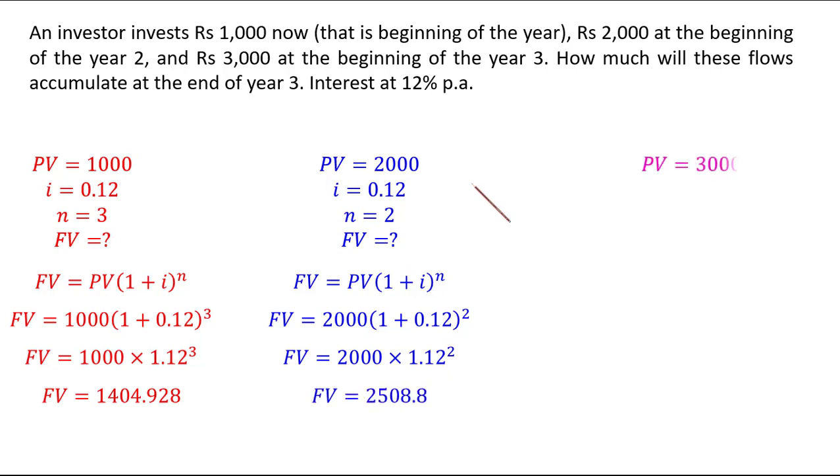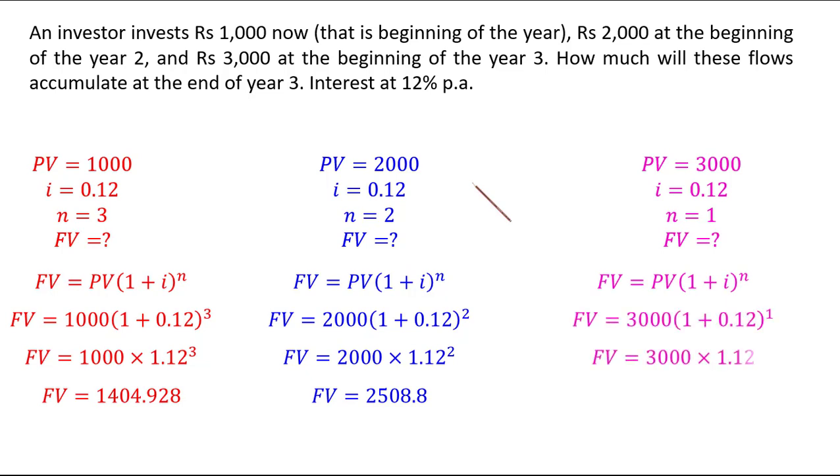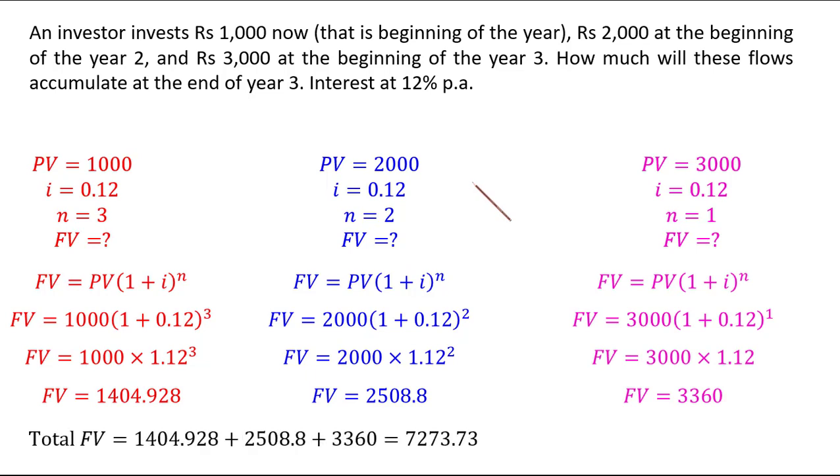And the third time, the present value is 3000, but it is only to be kept for 1 year, and we need to find what is the future value. Again, just substitute in the numbers to get the answer as 3360. So if we add up all these 3 numbers, we get 7273.73.